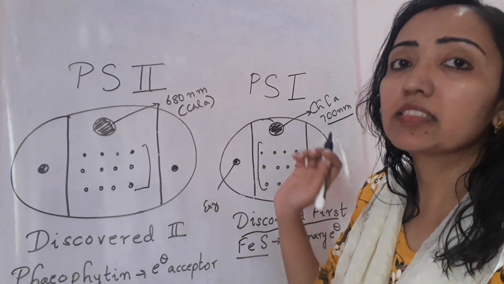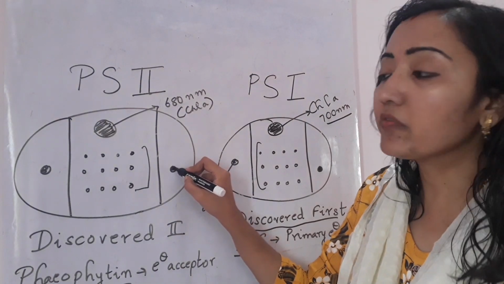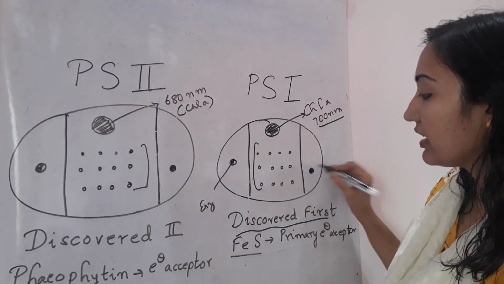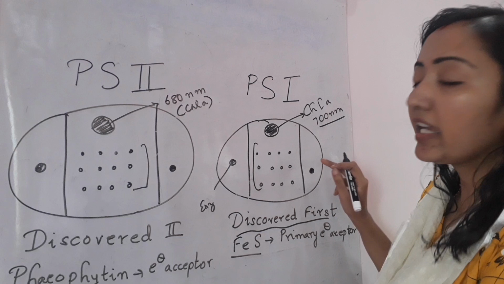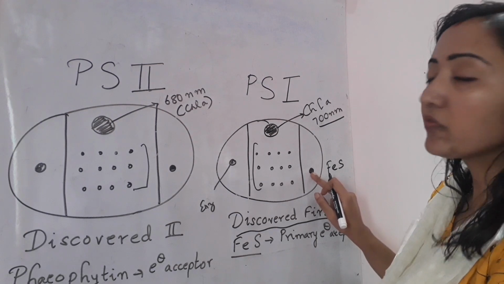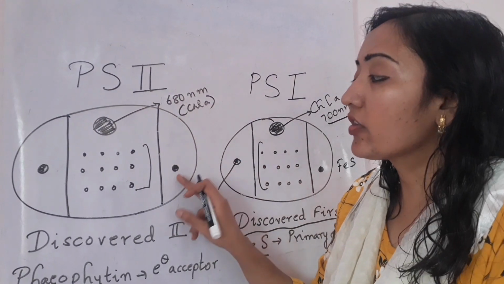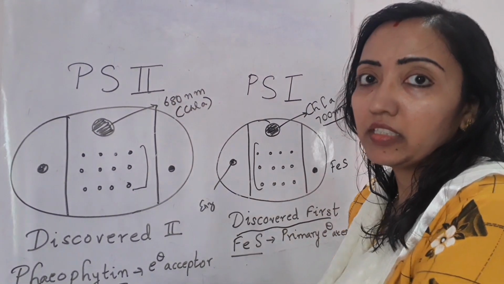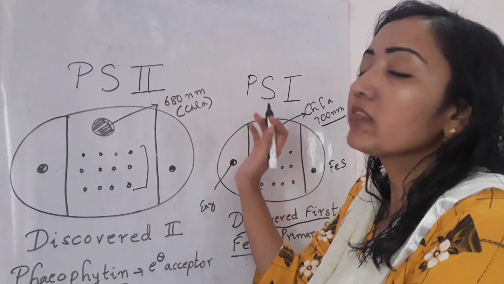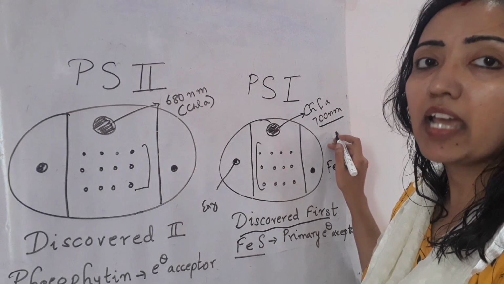The primary electron acceptor in photosystem 2 is called pheophytin. The primary electron acceptor in photosystem 1 is called iron sulfide, FeS. Both the photosystems become active when light falls. Photosystem 2 can function only at 680 nanometer, and photosystem 1 functions at 700 nanometer.